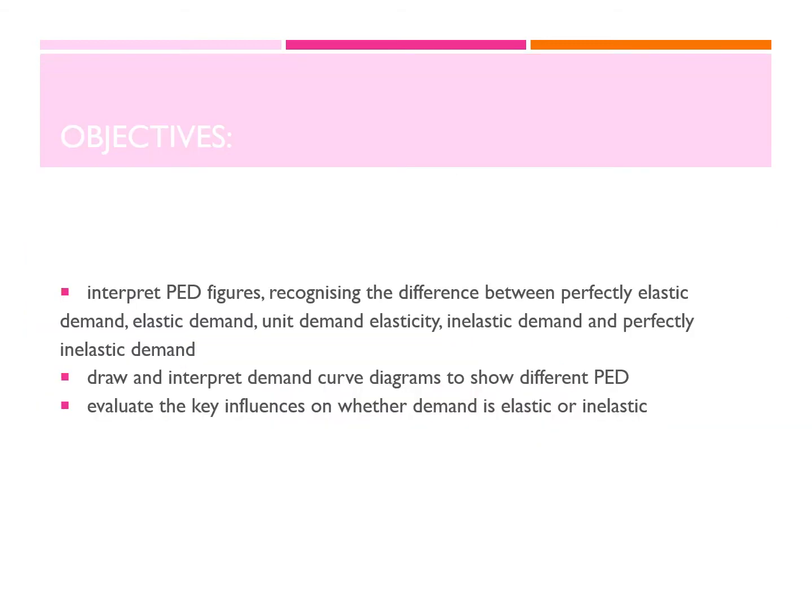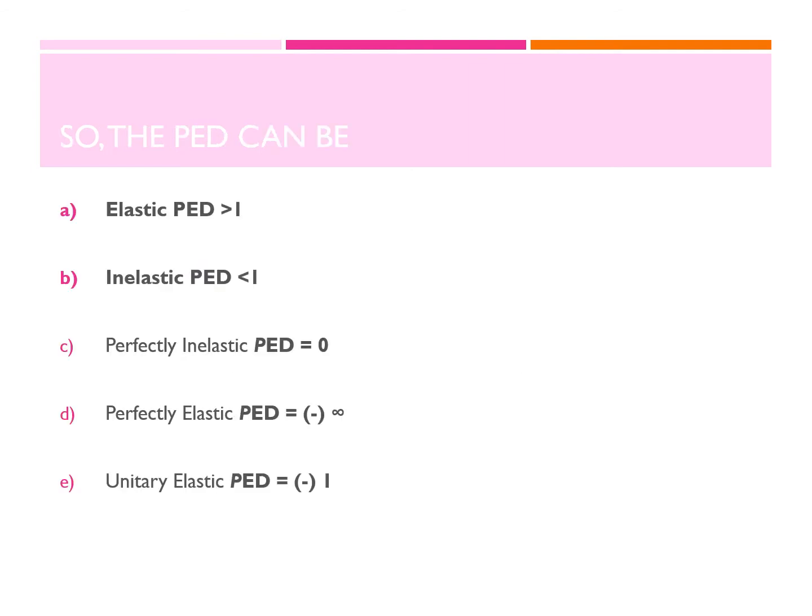Now, let us interpret the PED figures. We will analyze the graphs, how my demand curve would look if the demand was inelastic or elastic, or perfectly inelastic. So all the 5 different types of elasticity. Since we were talking about the formula of the PED and the calculation, I would just like you to keep in mind that if you get an answer which is greater than 1, your demand is always said to be elastic. Less than 1, you say that your demand is inelastic.